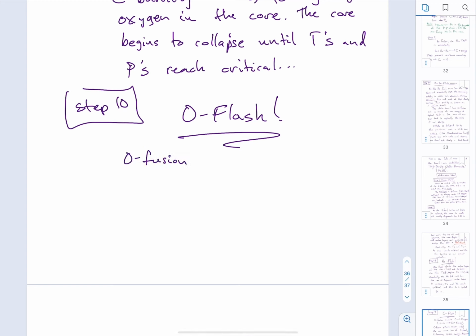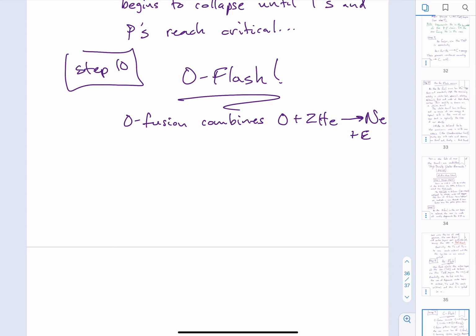Oxygen fusion combines oxygen with helium to produce neon, and some energy. I wrote that with 2. It should be 1. There's another somewhat common reaction that I was thinking of that produces magnesium and energy. So this one's less common, and there's probably others as well, but just for funsies.